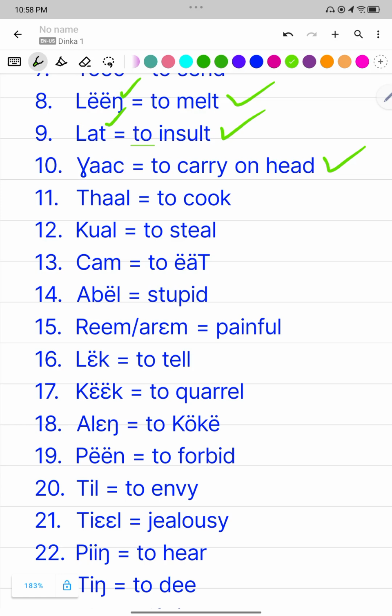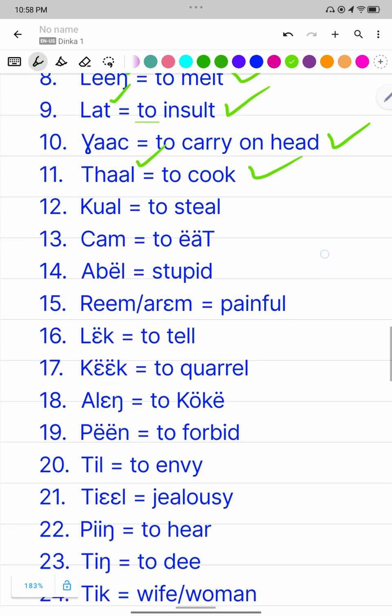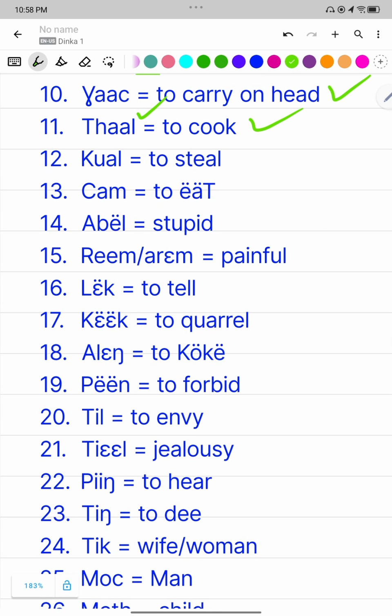Number 11, tal. Tal means to cook. To cook. Tik a chukun tal means the woman has cooked the food. Tat means cooking. But tal is to cook.